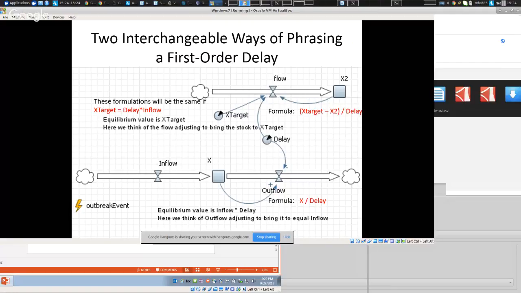Okay, ladies and gentlemen, we can phrase a first order delay in one of two ways. We have been dealing here with one way of saying it. So one way of framing it is we have an inflow and an outflow that are separate. The value of the stock we'll call X. The value of the outflow will be given by X divided by the delay, the mean time in the stock, right? And the inflow is some fixed thing.